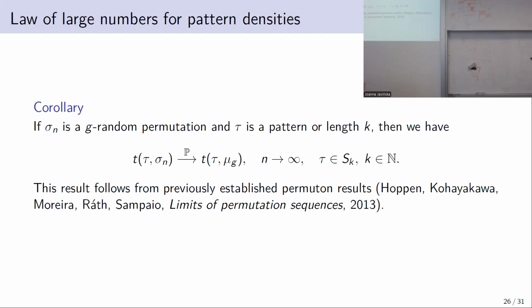Convergence of the sequence of the densities of this fixed pattern in my sequence of permutations to the density of this pattern in the permuton limit. And this is nothing new. It just follows from this previously established permuton result in this initial paper about permutons written by 5 authors.